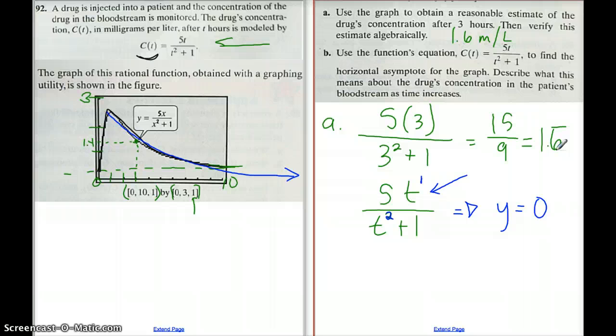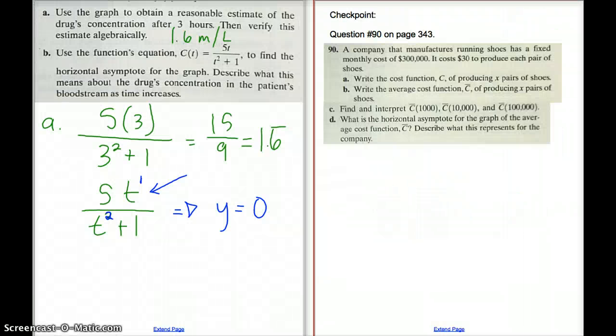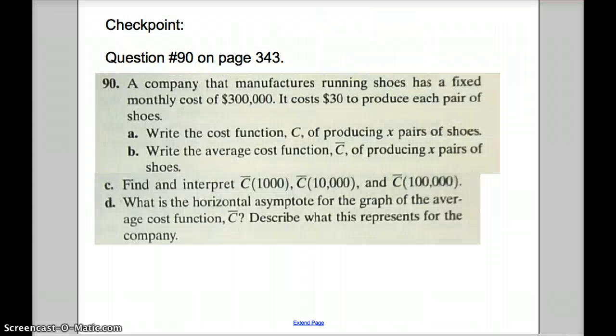Your checkpoint for this particular video is to try question number 90 in your textbook. I have the question here, for those of you that do not have a textbook, but it is question 90, and it's similar to the first example you saw in this video. So give it a shot, bring in your questions, we'll go over them in class.